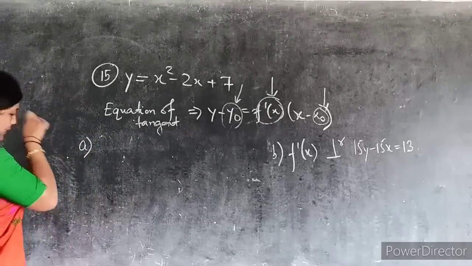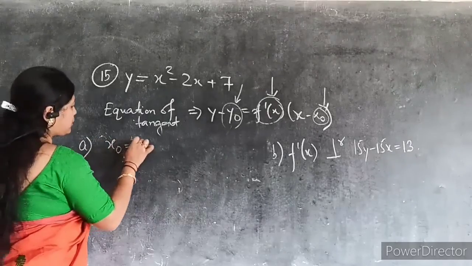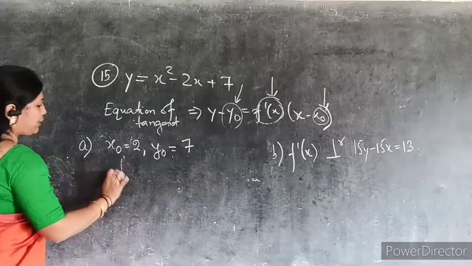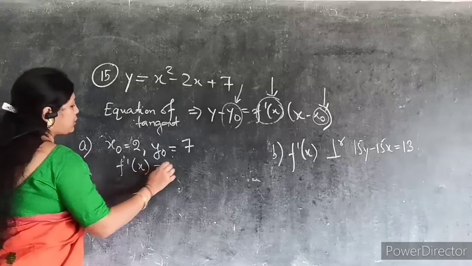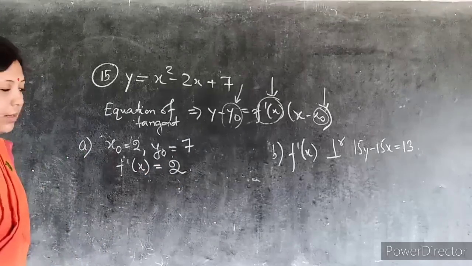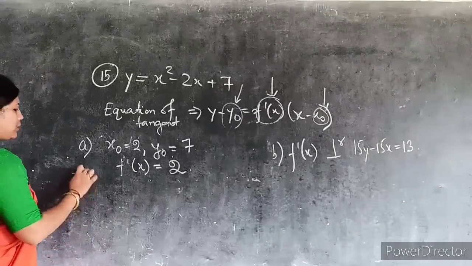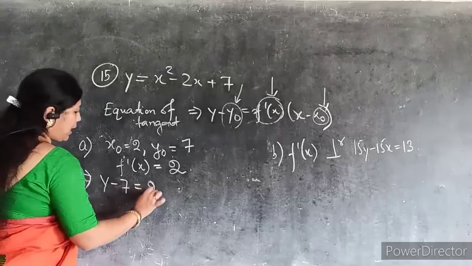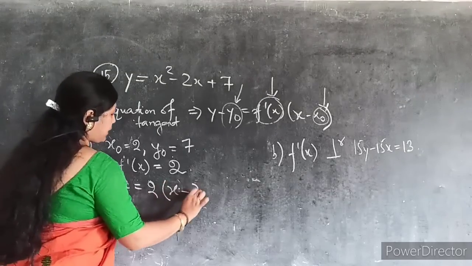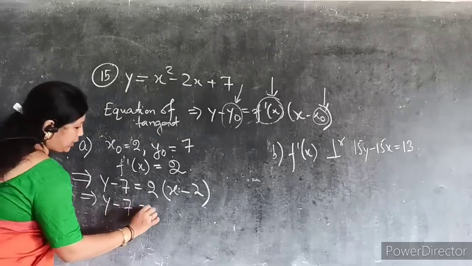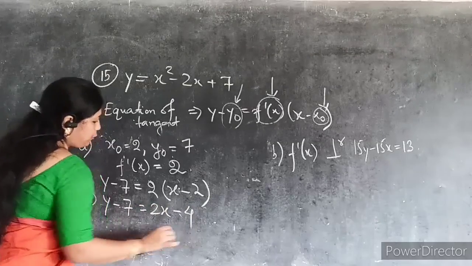So the first part answer, we have x naught equal to 2, and y naught we are getting 7. And what will be the value of the slope? The value of the slope will be 2 because the slope is equal, right? And it's parallel. So how we will put: y minus y naught equal to f dash x minus x naught. So y minus 7 equal to 2 into x minus 4.